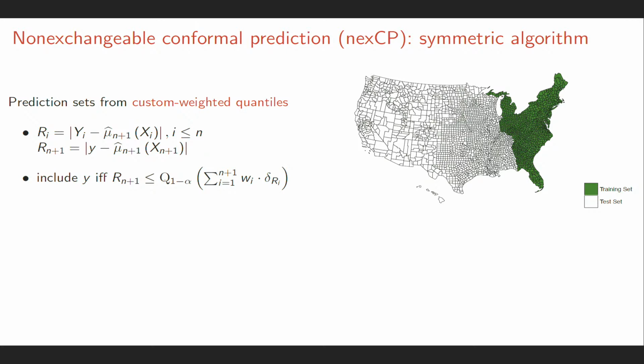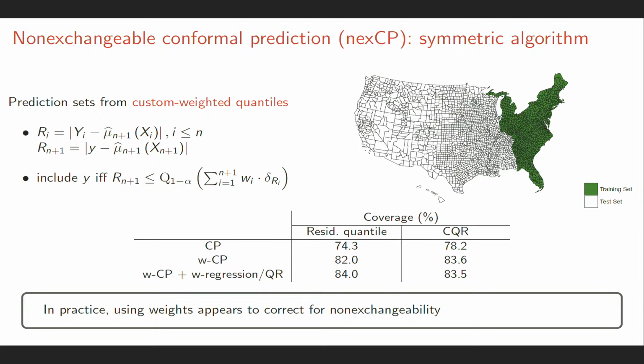Okay. And so when we do this, we're going to see two flavors of NexCP, non-exchangeable conformal prediction. When I put weights, the coverage was 74. It's not 90, but it gets better. So using weights seems to help, and it helps both the naive method and the more fancy methods. They were lacking coverage, and now it's not 90, it's not perfect, but it gets better. So in practice, using these weights appears to correct for non-exchangeability.